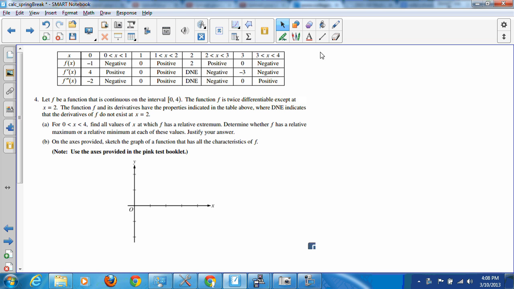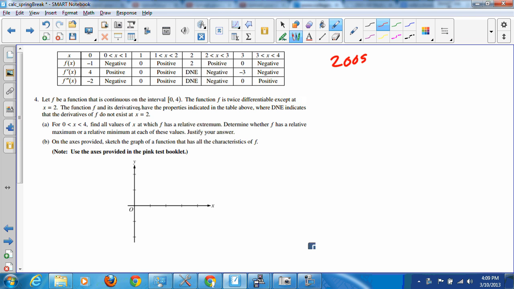Let's take a look at the free response question having to do with first derivative, second derivative, concavity, all that just tied up into one. It's a fairly involved problem. This is from year 2005, so let's take a look at it. It's Form A, I believe.